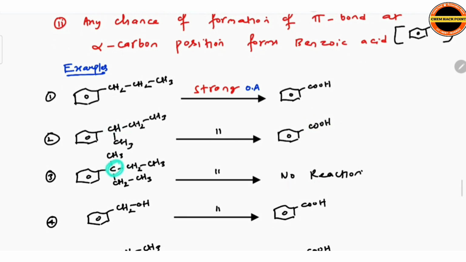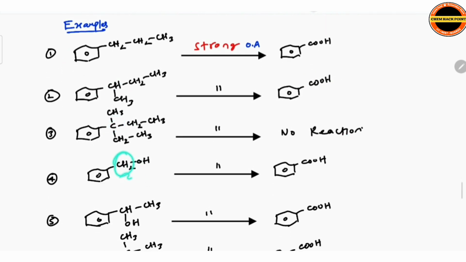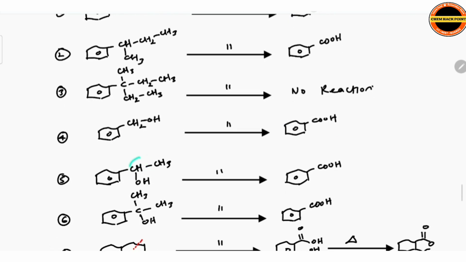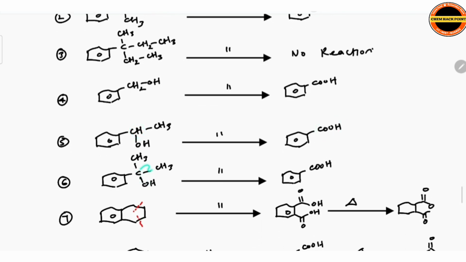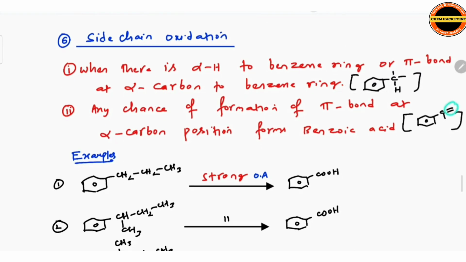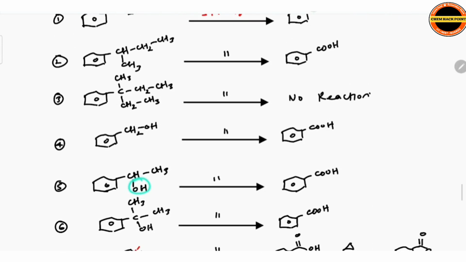Here no alpha hydrogen, so no reaction. Here there is alpha hydrogen, so COOH. Whatever carbon is directly connected and has alpha hydrogen converts into benzoic acid, COOH. Here also hydrogen, COOH. Here, see the carbon having OH. So what happens here? If benzoic acid is formed, C double bond O, you will get COOH. Here see the condition: if there is any chance of double bond, yes, here CO. We know alcohol converts into carboxylic acid with strong oxidizing agent, secondary alcohol, or you can say double bond formation possible at the alpha carbon.